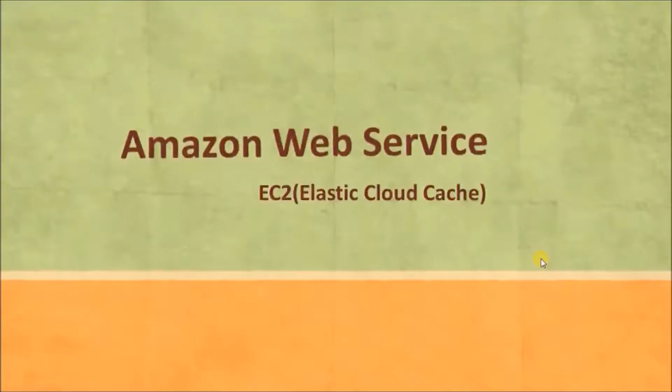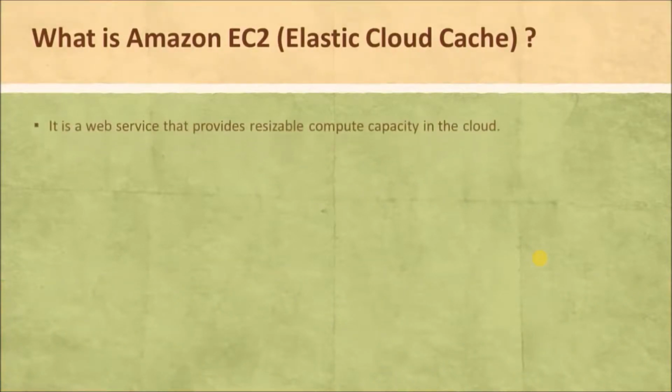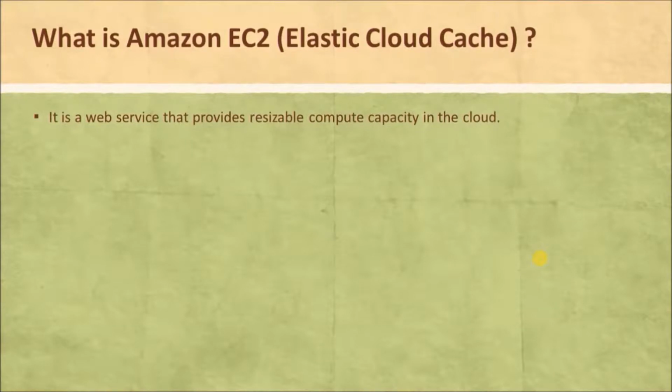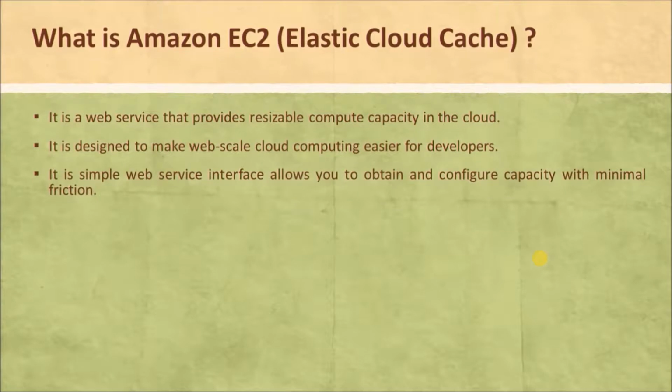In this video, we will see about Amazon Web Services EC2 Elastic Cloud Cache. What is Amazon EC2 Elastic Cloud Cache? It is a web service that provides resizable compute capacity in the cloud. It is designed to make web-scale cloud computing easier for developers. Its simple web service interface allows you to obtain and configure capacity with minimal friction.